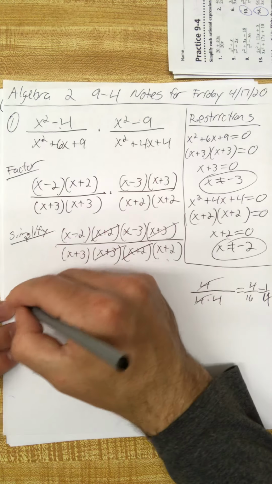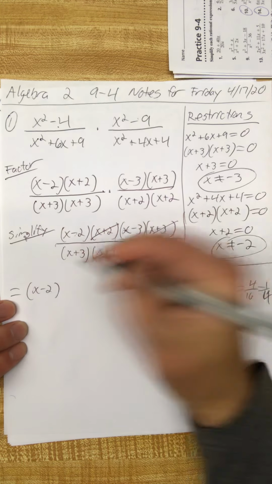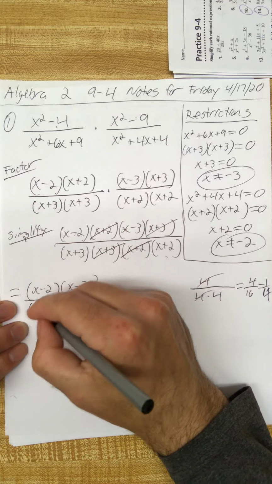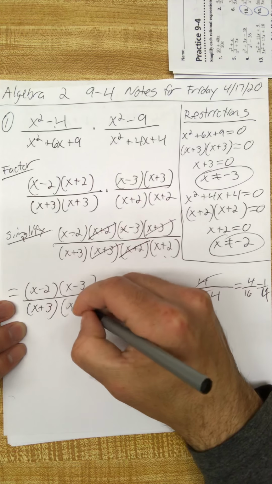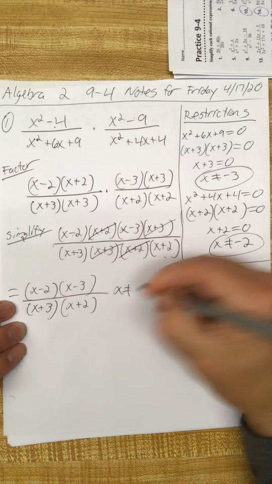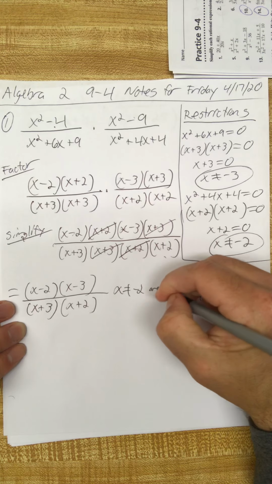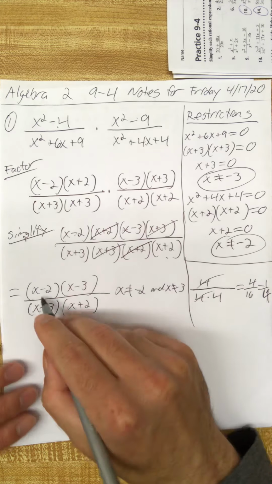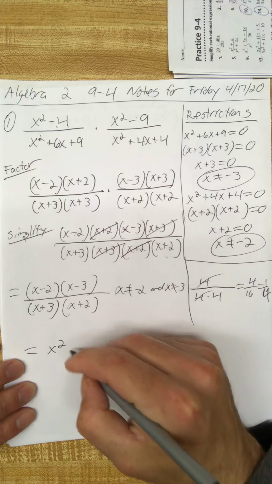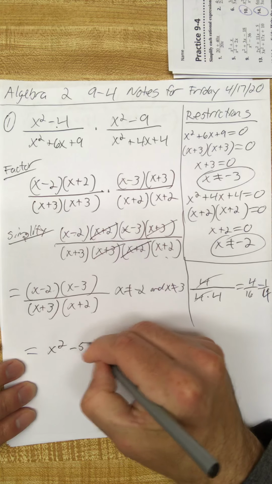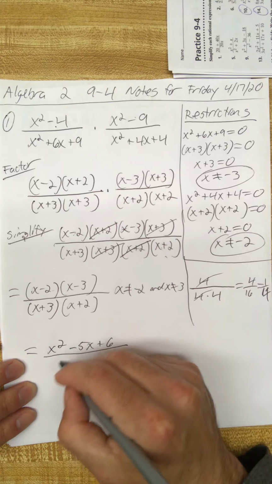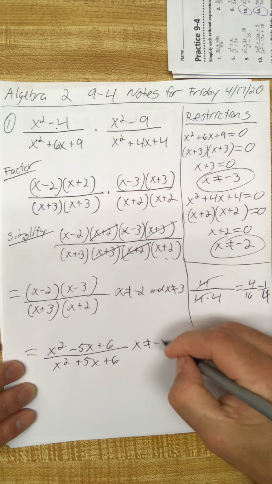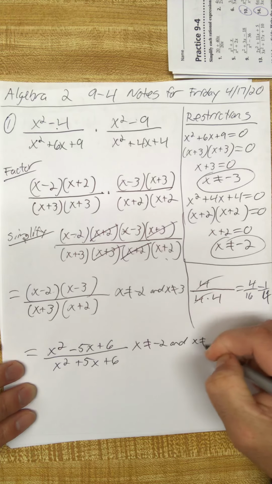All right, so you write your final answer here. We have x minus 2 times x minus 3, and then we have x plus 3 and x plus 2, and x cannot equal negative 2, and x cannot equal negative 3. If you want to multiply these together and rewrite, it's x squared minus 5x plus 6 divided by x squared plus 5x plus 6. Again, x cannot equal negative 2, and x cannot equal negative 3.